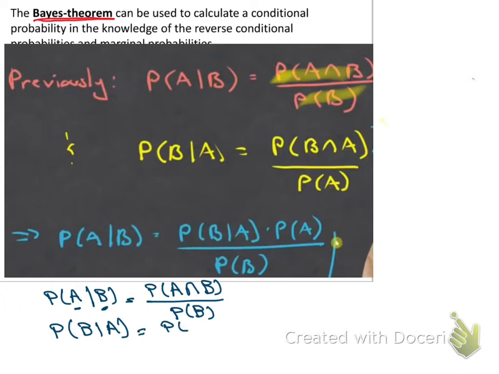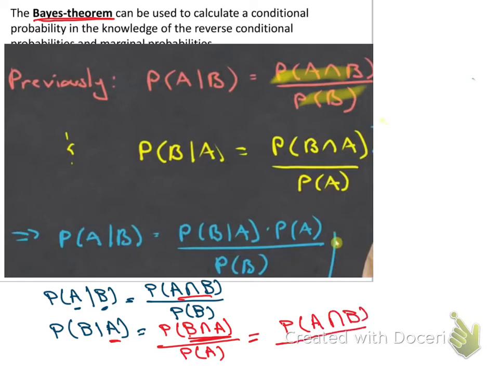So it will be equal to, let us use a different color, the probability of B intersect A divided by the probability of the last one, which is A. We have already mentioned also that the probability of B intersect A and A intersect B are the same, so I can write it in a different way: the probability of A intersect B divided by the probability of A. It is the same thing. Nothing changed.